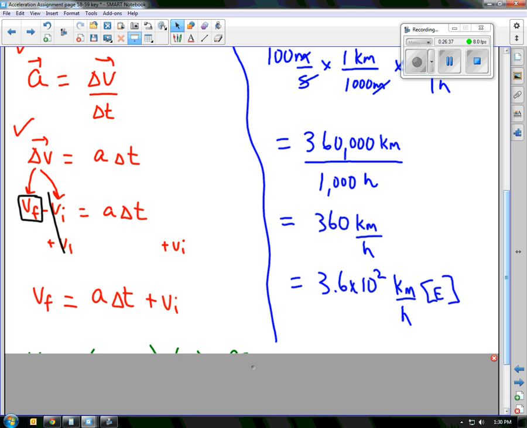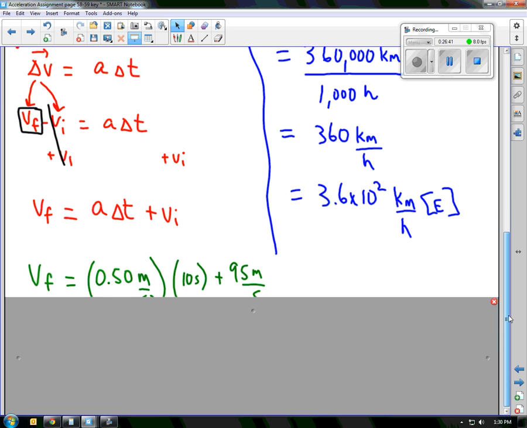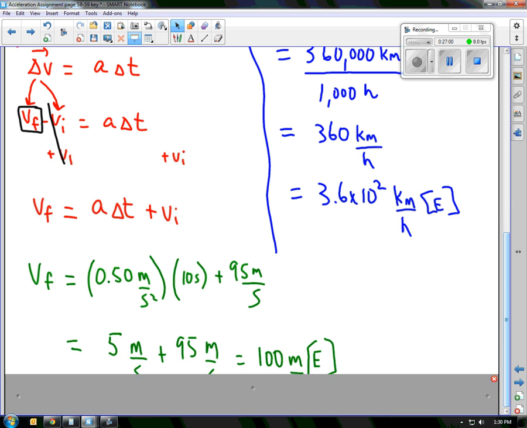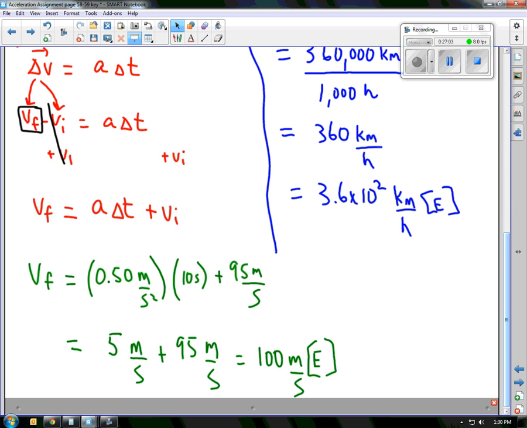Now it's just a matter of putting your numbers in. So we'll go a little bit lower here. Then we would go v final is 0.50 meters per second squared times 10 seconds plus v initial, which was 95 meters per second. And by doing the math, that gives you an answer of 100 meters per second east. So that's the final velocity, 100 meters per second.